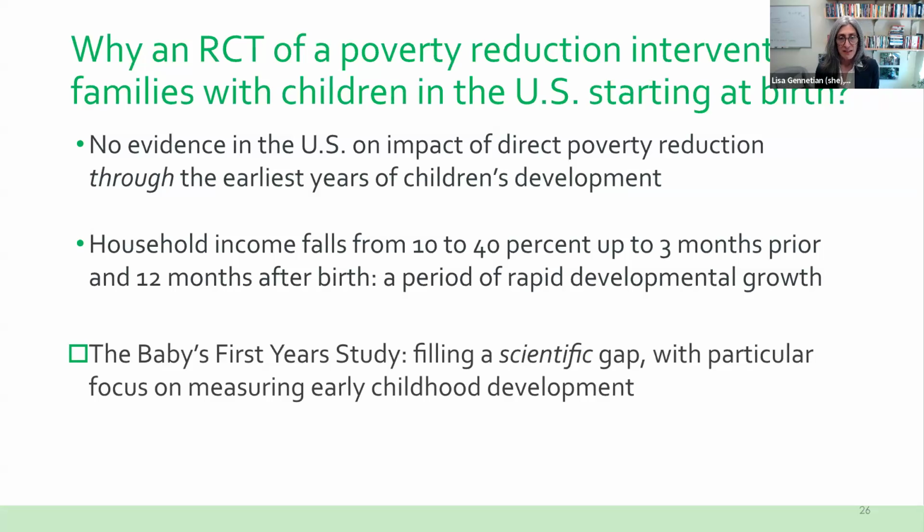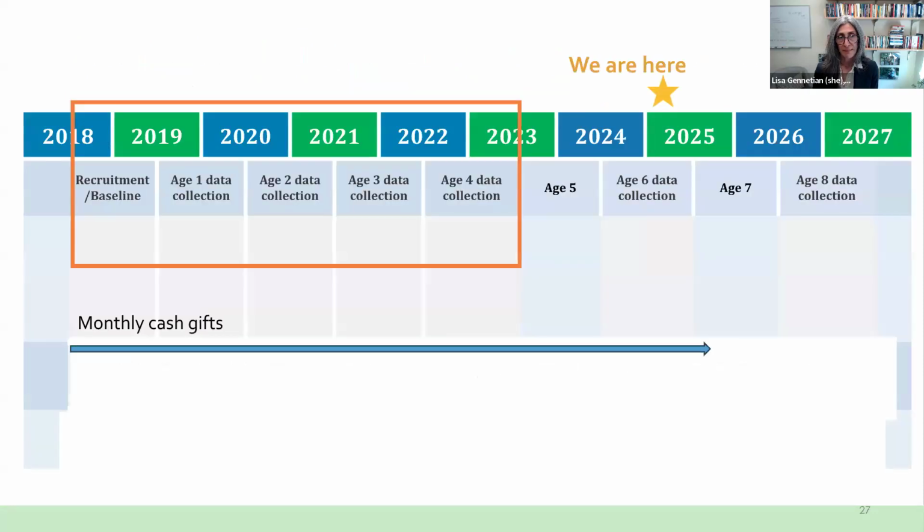And this is co-timed with a period of rapid developmental growth. And so this team really represents a team of neuroscientists and social scientists with a real focus on trying to measure various aspects of early childhood growth. We've had a really robust data collection going into the field every year over a 12-month period.